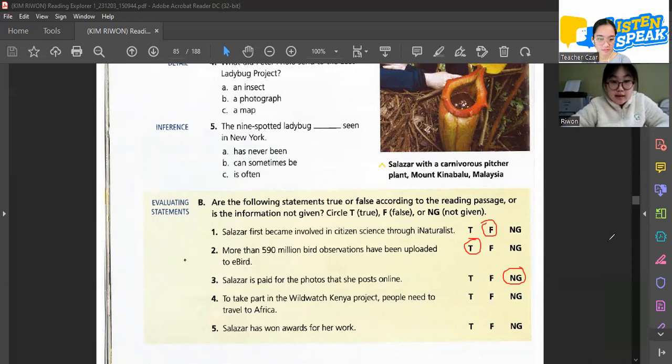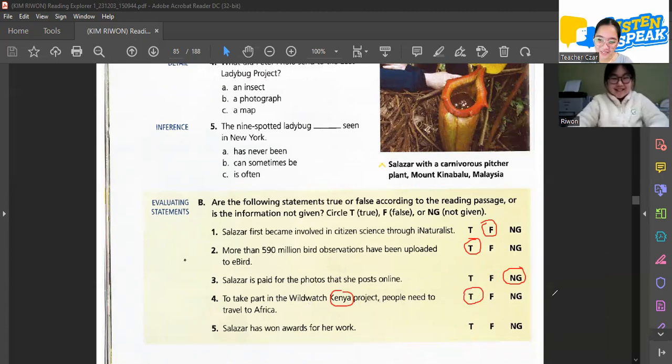Okay, how about 4? To take part in a Wild Watch Kenya project, people need to travel to Africa. False? Okay, so to take part in the Wild Watch Kenya project, people need to travel to Africa. But where is Kenya? Kenya is in Africa. Yes, so what would be the answer? Then it's true. Yes, it's true.